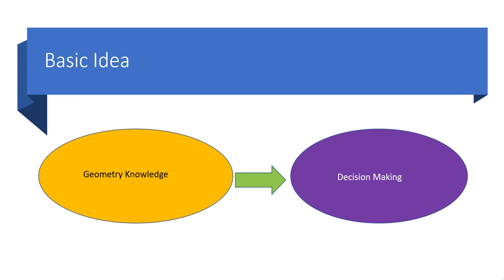The basic idea or the goal for this project is for students to use geometry knowledge to make a decision on a social issue: whether a school near a factory which produces air pollution should be shut down, and what evidence supports their decision.